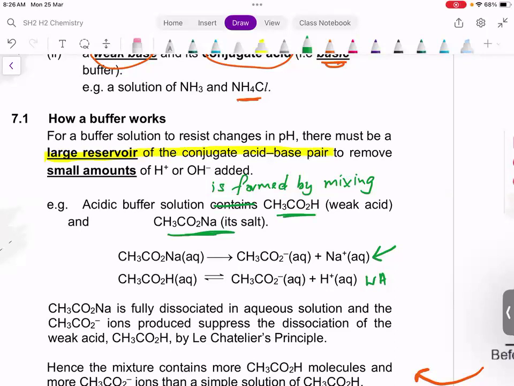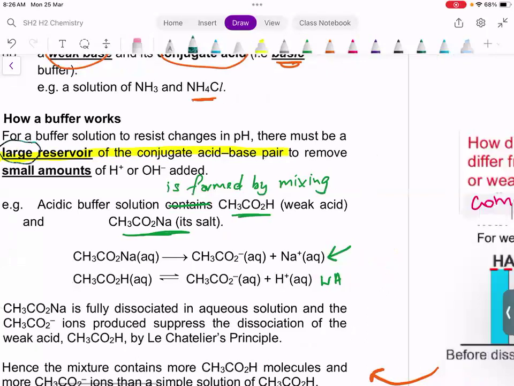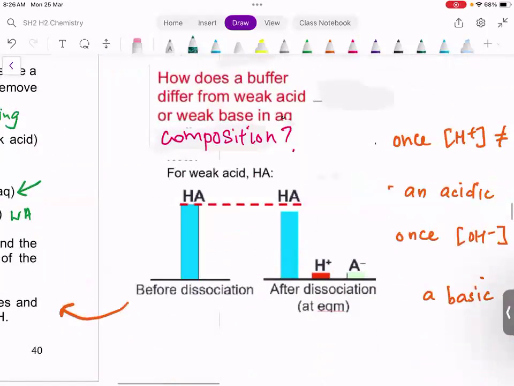Okay, now what do I mean by large reservoir? What does it mean? 1000 mole per dm cube is large reservoir? Must it be 1000 mole per dm cube? Does that mean that? Okay, so my next question is, how do you think a buffer will differ from a weak acid or weak base in terms of composition? Will there be any difference?